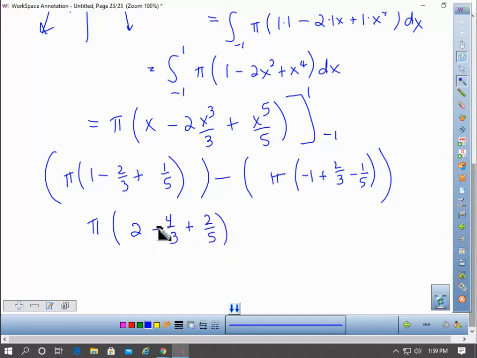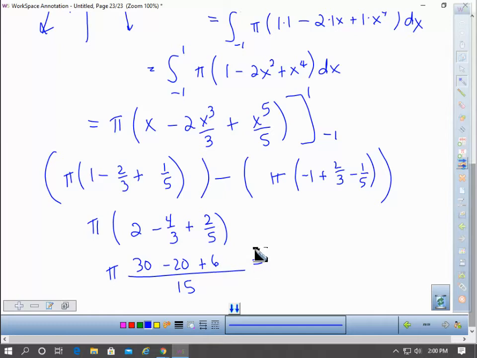All right. So again, I'm going to change everybody to 15ths to make this nice and simple. Changing to 15ths, that'll be 30 because 30 over 15 is 2. Changing this to 15ths, I'm going to multiply by 5, so that'll be minus 20. And then changing this to 15ths, that'll be multiplied by 3, so that'll be plus 6. So what are we getting? 16 pi over 15. Is that the right answer? Sure is. Yes, we did right that time.